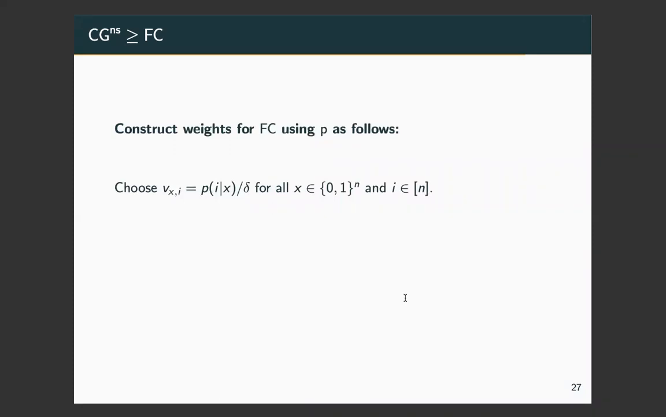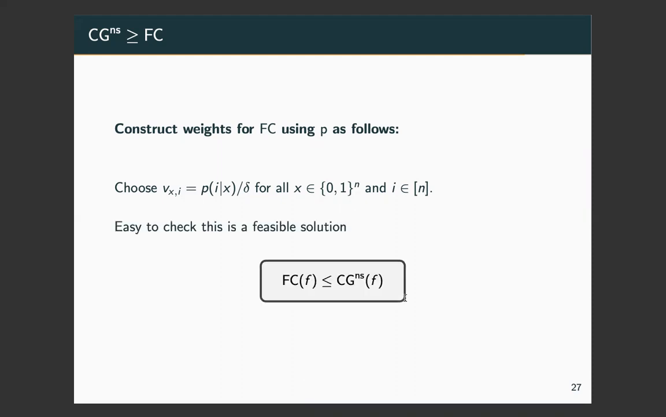Now we will construct weights for FC using P. We choose Vxi's to be P of I given x scaled by 1 over delta for all x and for all I. Using the inequalities given earlier, we can easily show that this is a feasible solution. We now have that CGNS is at least FC.